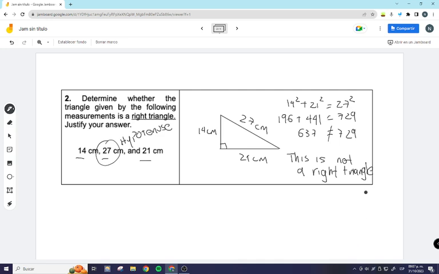Yeah, that's how you solve this one. If you want to check if these measures account for a right angle triangle, do the Pythagorean theorem with them, and if the result is the same as the hypotenuse squared, then yes. If not, like in this case, then it's not a right triangle.